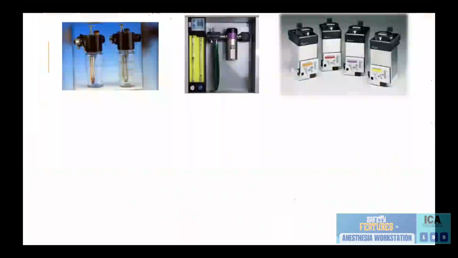Coming on to vaporizers. We have come a long way from the Goldman's bottle to the Tec 5, 6, 7 vaporizers. We have to understand vaporizers are error prone.